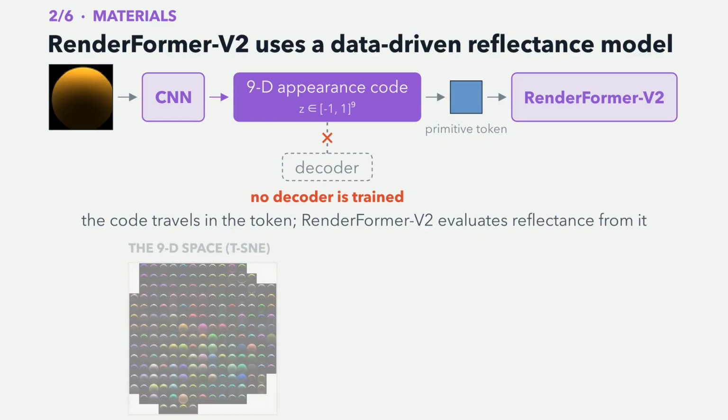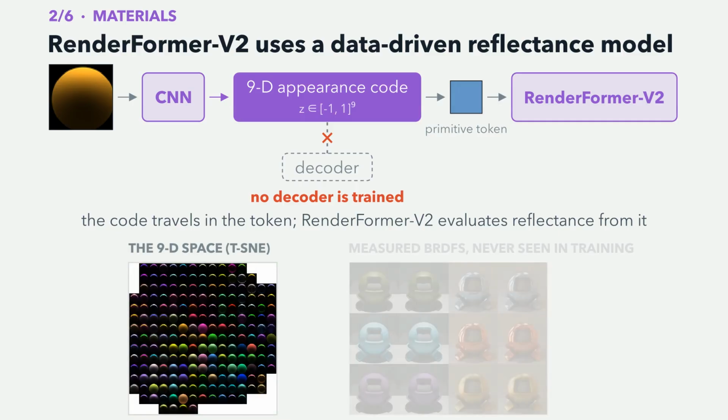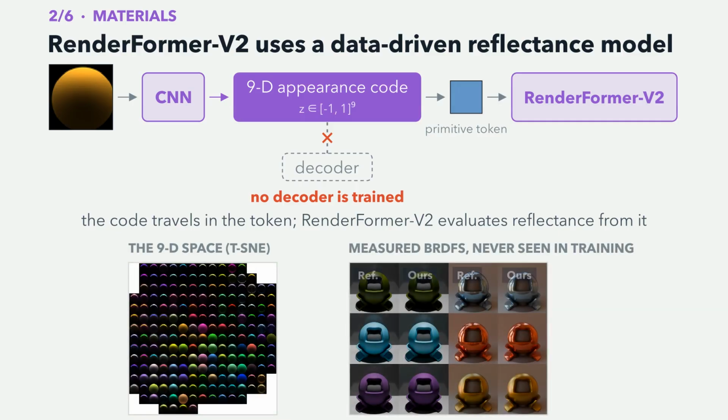Because the space is defined by rendered appearance rather than by parameters, any BRDF model works, including measured ones the model never saw in training.